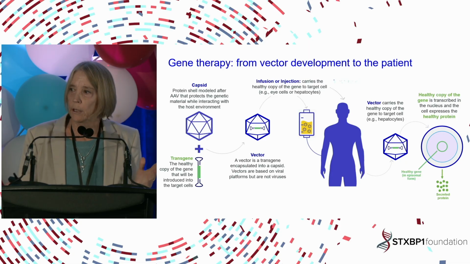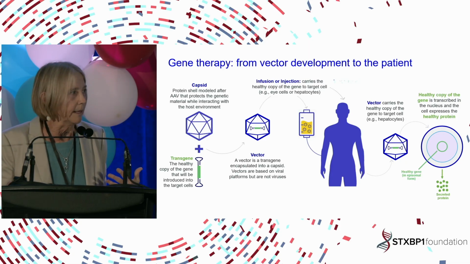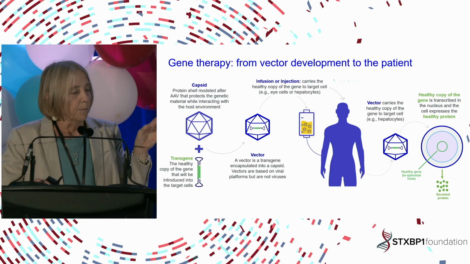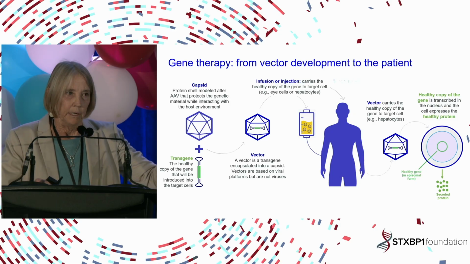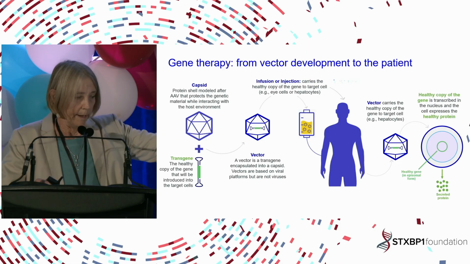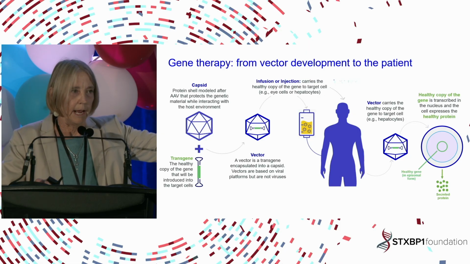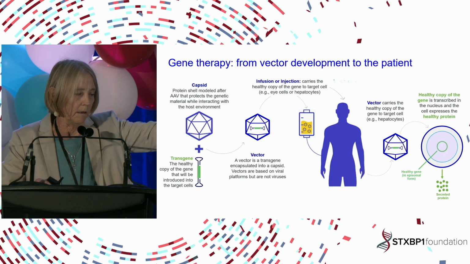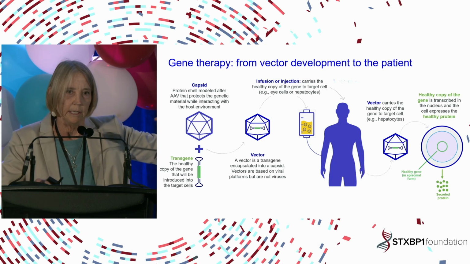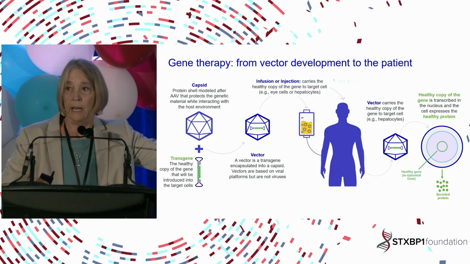From vector development to the patient, I've outlined that here for you. First, we have the capsid. I'm going to describe this in a little bit more detail in a minute, so don't worry about reading all those words. And we have the transgene. The capsid is basically the protein shell, and the transgene is what is encoding the STXBP1. Those two together make a vector.